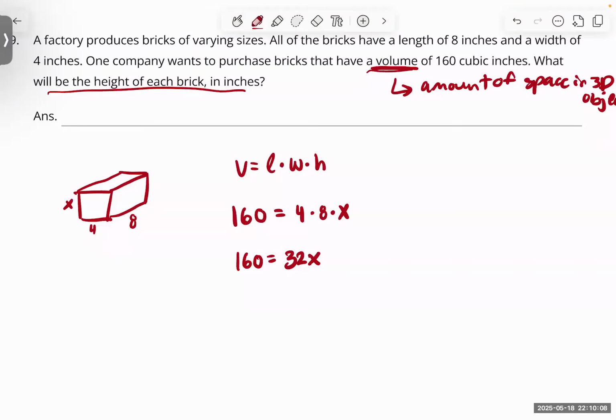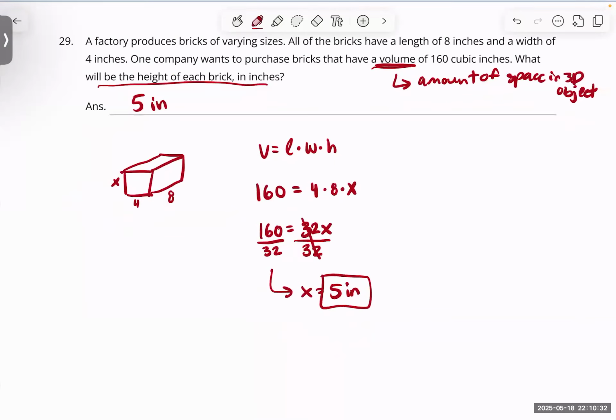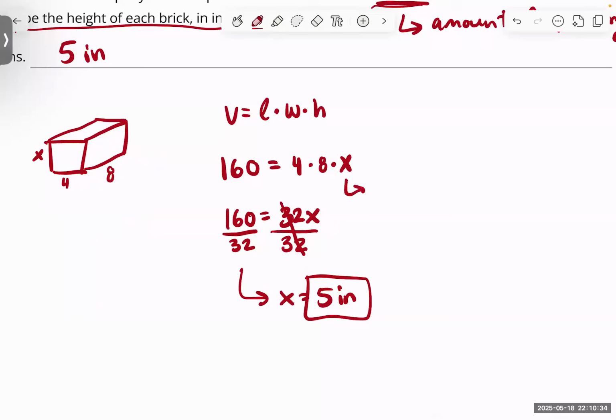Now, we just need to solve for x here. And the last thing to do is to divide both sides by 32. Because again, it's saying 32 times what number is 160? And we get that by dividing. Use your calculator. X equals 5 inches. That is the height of each brick, 5 inches. And you can check you're correct if you plug this in for x. 4 times 8 times 5 is 160. That's how you know you're correct.